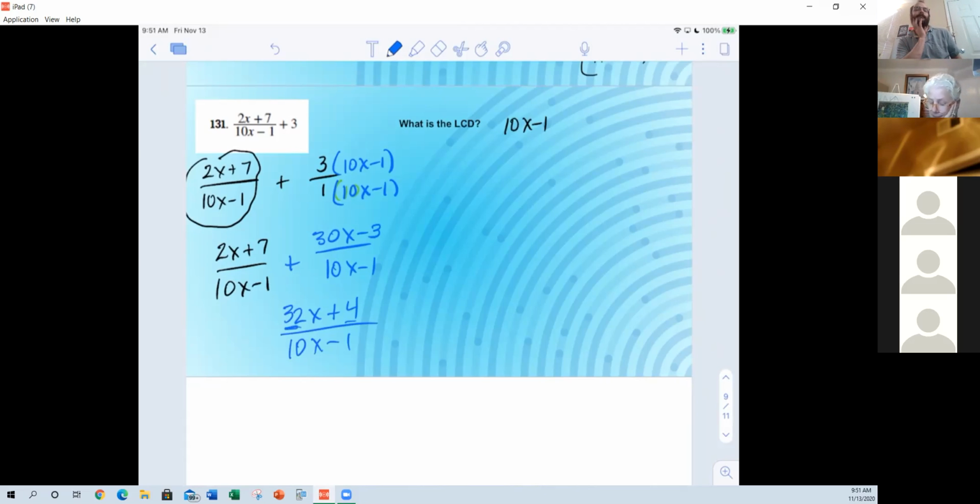Oh, so no, you can't do that. You can't, right? Because they're tied. These guys are tied together to the other number. Okay. So if you want to find the LCD of the 32x plus 4, that's 4. And so that would give you 8x plus 1.